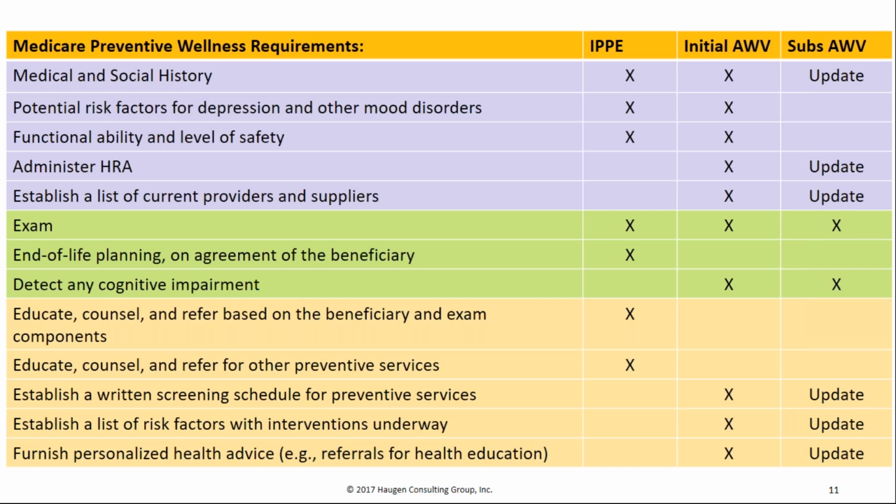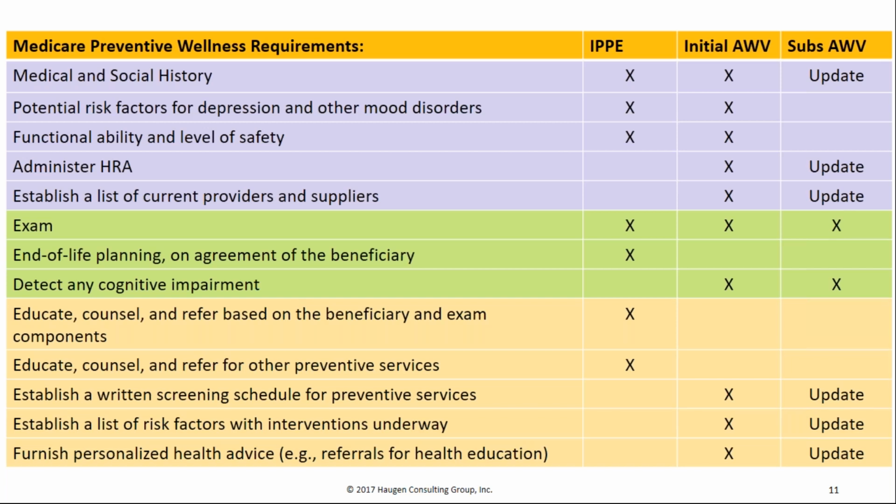The exam that's defined in this is very, very simple. It's mostly going to be height, weight, blood pressure, BMI. There are a lot of providers that will choose to do a more extensive exam, but that's up to them. End of life planning, and then there's an education and counseling session that's going to include other preventive medicine services. And when we get into the annual wellness visit, it'll also include a written screening schedule, a list of risk factors, and then personalized health advice.